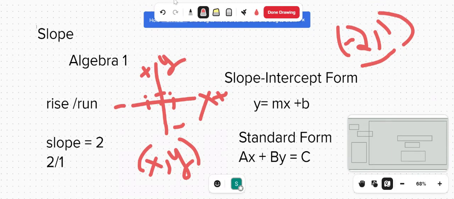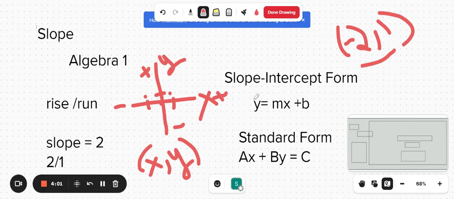Now, for the slope, the basic definition of slope is rise over run. And so it's rise over run. I have it right here. So for example, if I have a slope of, first of all, let me just take all of this off.